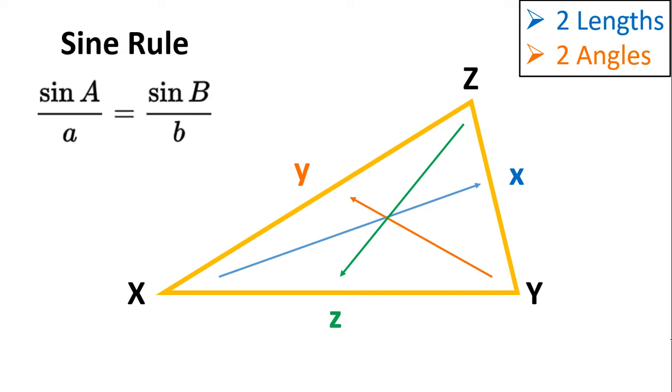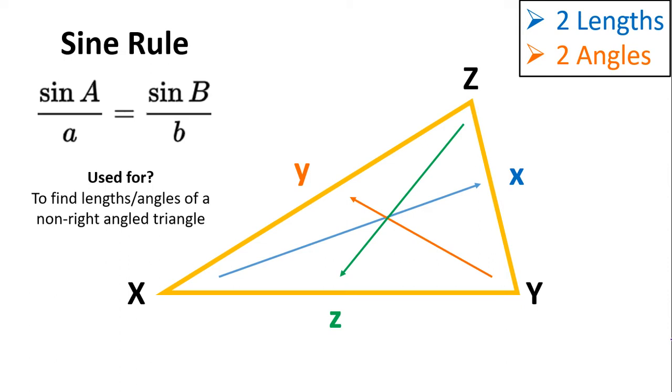So I'm dealing with two lengths and two angles. And the sine rule is used to find either the length or the angle of a triangle. So these are a few things that you need to keep in mind when you're dealing with the sine rule.